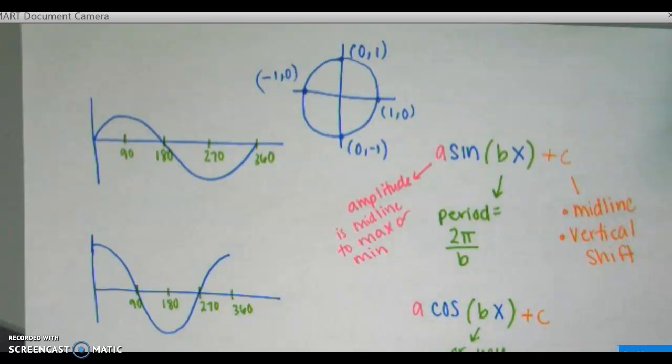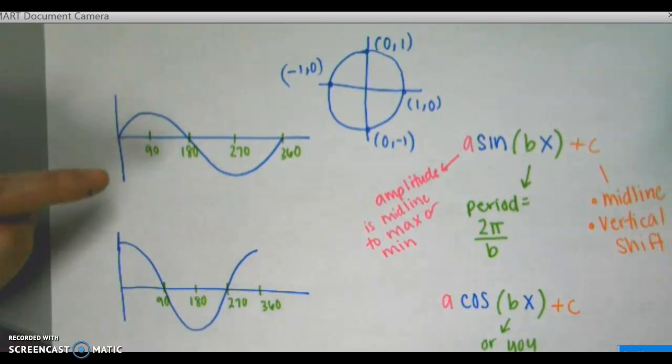So sound waves, phases of the moon, high tide and low tide, average temperatures, hours of daylight throughout the year, things that kind of average out to be highs and lows over the course of time, you can model with sine and cosine.